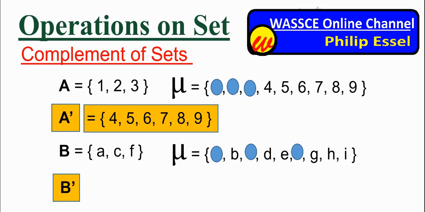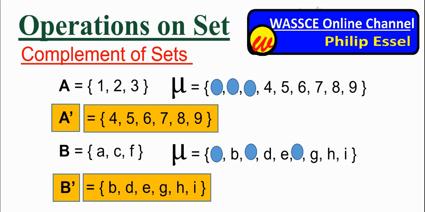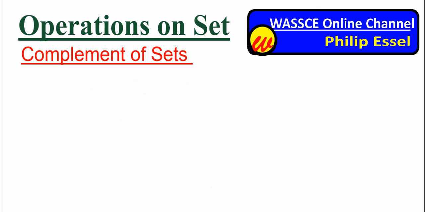So after striking out A, C, and F from the universal set, we are left with B, D, E, G, H, and I. Therefore, B complement will be equal to {B, D, E, G, H, I}, all in curly brackets.